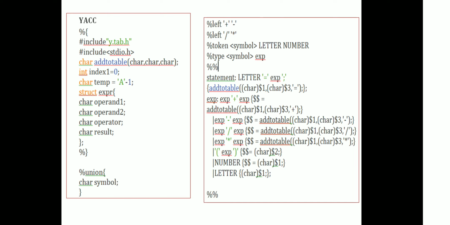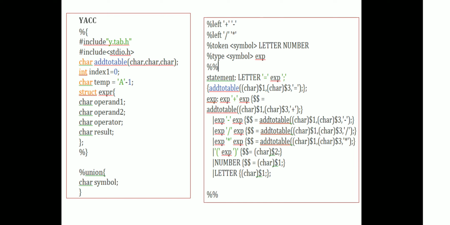Now go to the translation rules. Before going to the translation rules, there should be some assumptions: plus is left associative, minus is left associative, so we need to write %left, then in single quotation marks write plus and minus. So we are telling that plus and minus are both left associative, then divide and star are both left associative. Letter and number are the tokens, and expression is nothing but a type. And this is where we start the translation rules.